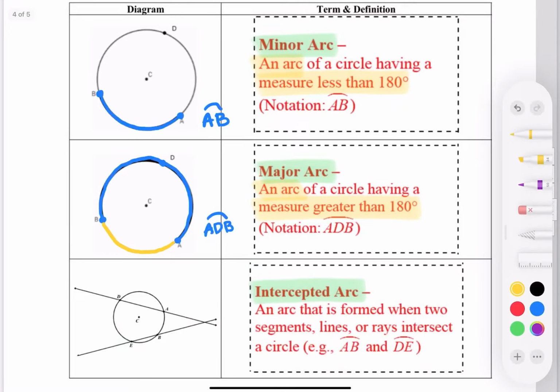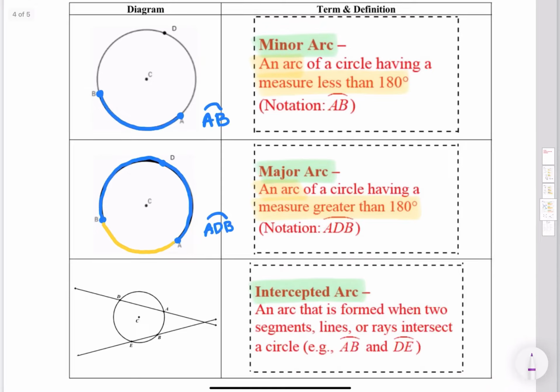Now, we talked about an arc that is less than 180. We have an arc that is greater than 180, which means we could also have an arc that is exactly 180 degrees. And if we have an arc that is exactly 180 degrees, then we're talking about a semicircle.